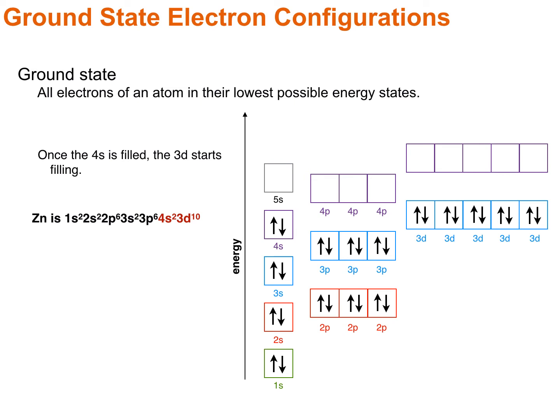So zinc's electron configuration, again, I want you to notice that we fill the 4s first and then the 3d. So it's 1s2, 2s2, 2p6, 3s2, 3p6, 4s2, 3d10.